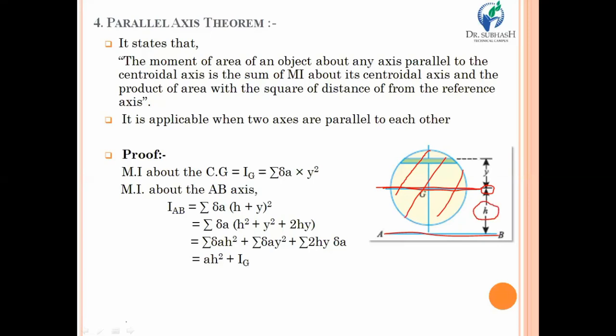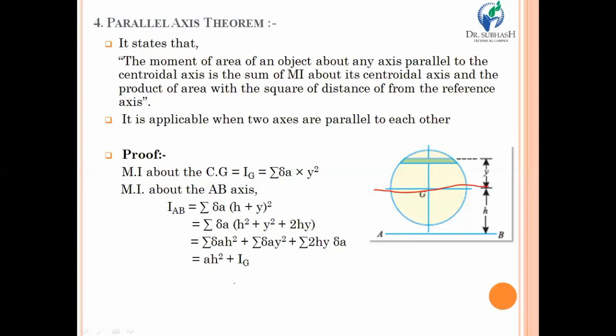So ultimately, we can say that this theorem is applicable for an axis other than the centroidal axis, but the condition is that the axis that you have selected for calculating the moment of inertia must be parallel to the centroidal axis.